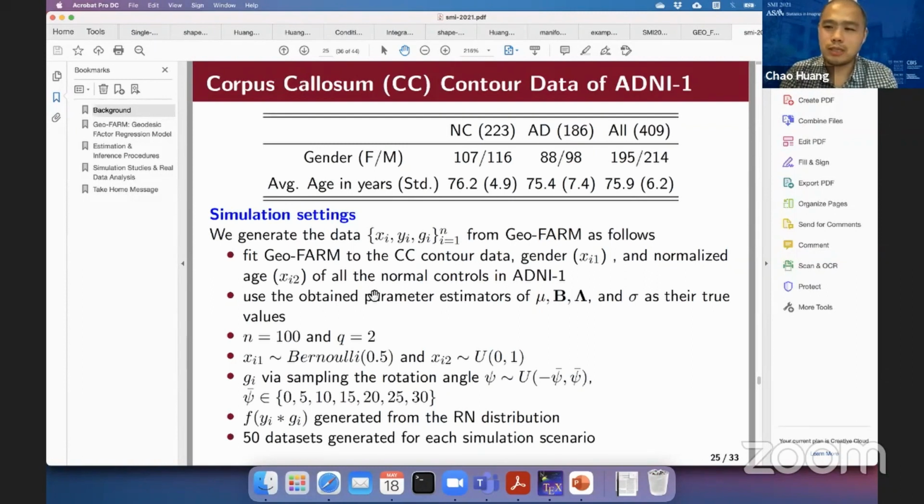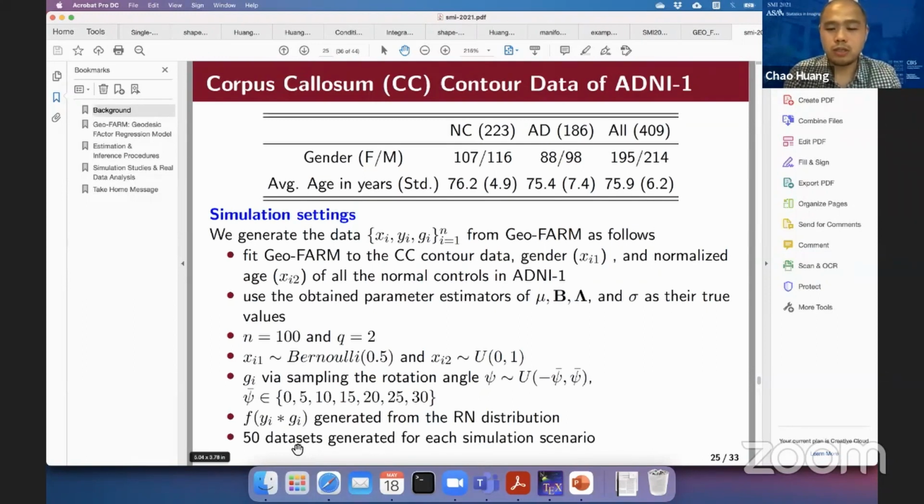So here for each data set, we set the sample size to 100. Because we have the factor model in our factor analysis framework, we fix the number of factors at q equal to 2. For xi1 and xi2, we generate from the Bernoulli distribution and the uniform distribution according to their data types. For the individual rotations, instead of generating the rotations themselves, we only need to generate the rotation angles in this orthogonal matrix.